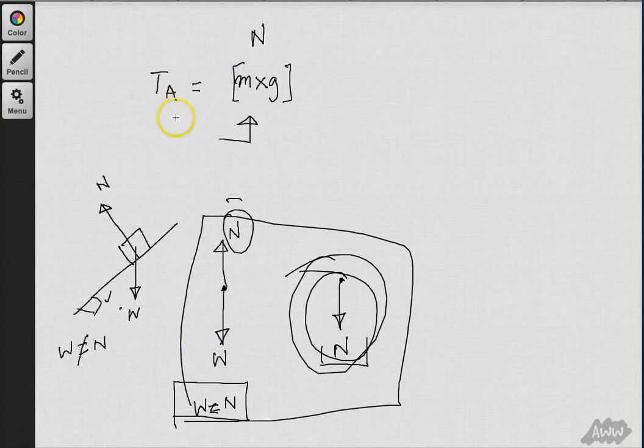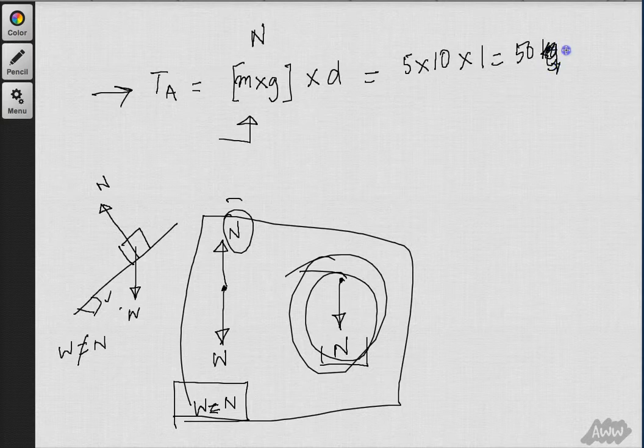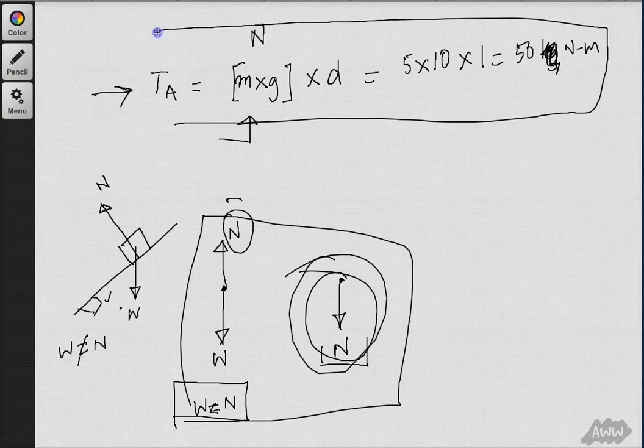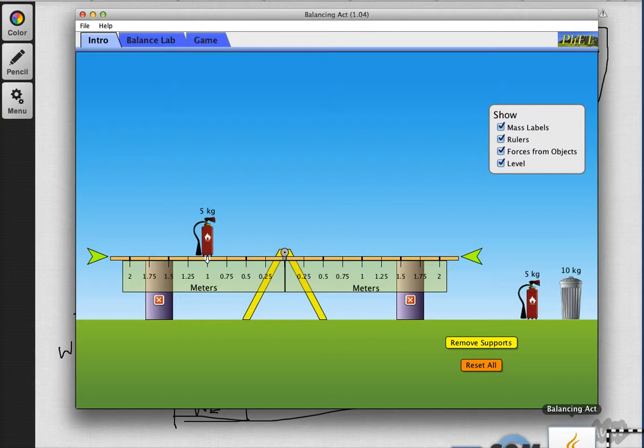Okay, so anyway, back to what we're trying to do. Here's the anti-clockwise moment. That's the normal force times the distance, and in this case mass is 5 kilograms, acceleration due to gravity is 10, and the distance is 1, so you get 50 Newton meter anti-clockwise. Okay, this is the anti-clockwise turning moment, and that's why the seesaw tilts towards the left. That should be pretty straightforward to understand. Now let's see what happens.